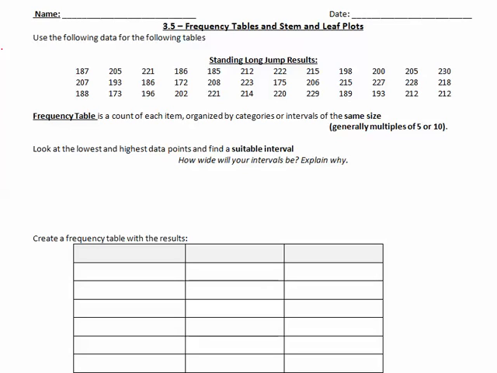We are now on lesson 3.5, which is on frequency tables and stem and leaf plots. This is a pretty simple lesson. It's a matter of just looking at data and organizing the data. You don't have to take everything down. What you could just do is look at the results, and then just copy down the frequency table when we get to it.